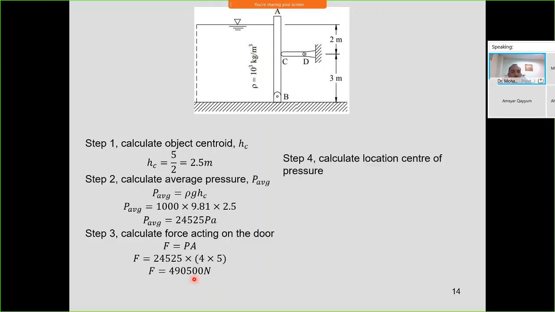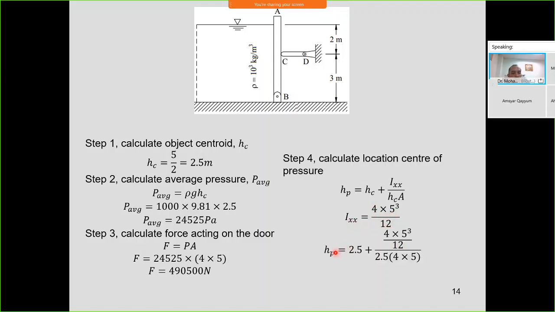The fourth step, calculate the location for center of pressure. The equation is HP equal to HC plus I over HC A. And I for this question, it is rectangular. So as I told before, for rectangular, the equation for I is equal to A B cube over 12. A is the horizontal part of the wall, and B is the vertical part. So A B cube over 12, A is 4 and B is 5, cube over 12.